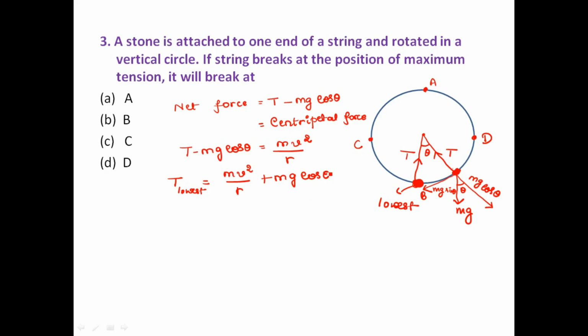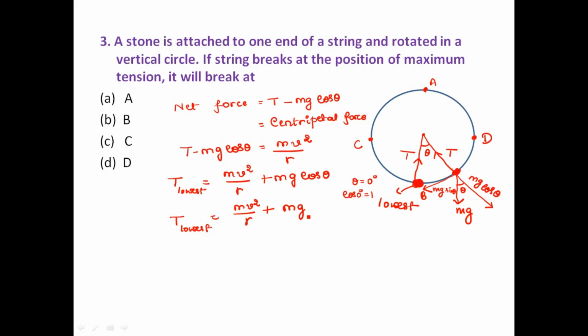What are the different values of theta I can have here? At the lowest position, the value of theta is equal to 0 degree. What is cos 0 degree? It is 1, right? So this tension will be the maximum when this mg cos theta is maximum. Mg cos theta can be maximum only when theta is equal to 0 degree. Theta is equal to 0 degree is when the stone is at the lowest position. At the lowest position, the tension will be the maximum, right?